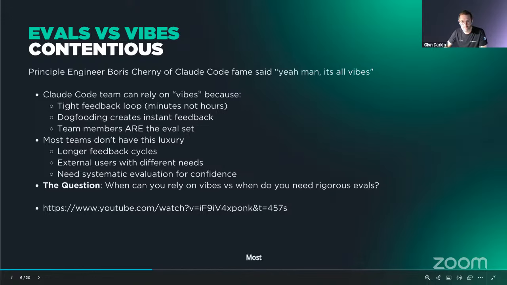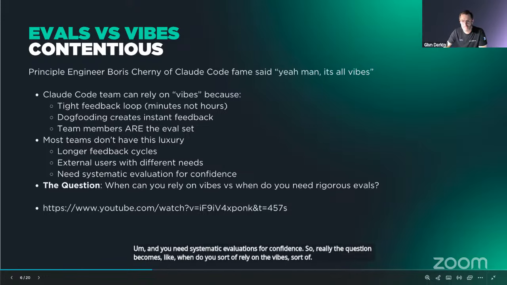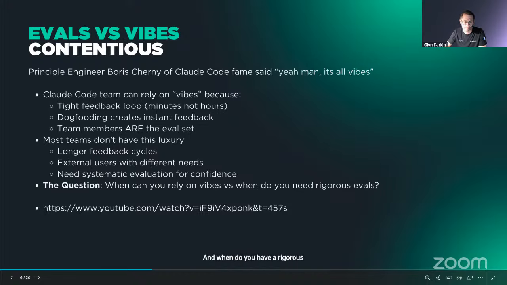Most teams don't have this luxury. They have longer feedback cycles, external users will have different needs, and you need systematic evaluations for confidence. So really the question becomes: when do you rely on the vibes, your understanding of, yes, this works and I think it's working well, and when do you have a rigorous eval set and how do you do it?